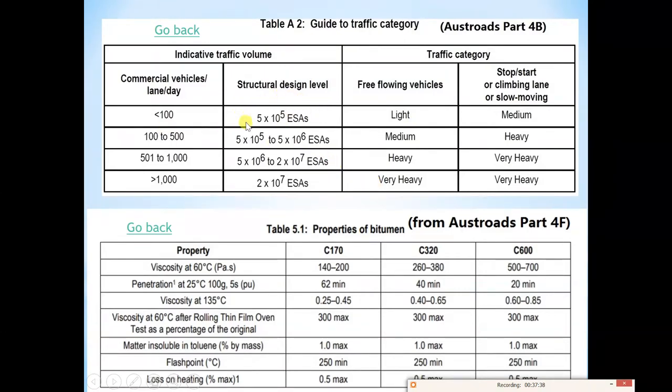The design level, we call it the ESA, equivalent standard axle. We're probably not going to talk much about this for this course. This is the design traffic, which we're going to talk about more in Highway 2, or in the degree called highway design and maintenance. These are the design traffic for the design of the roads. Okay.